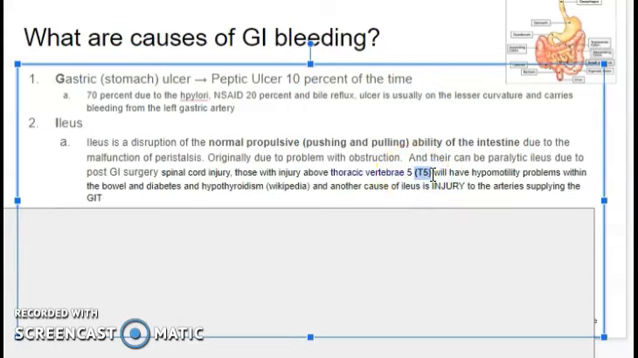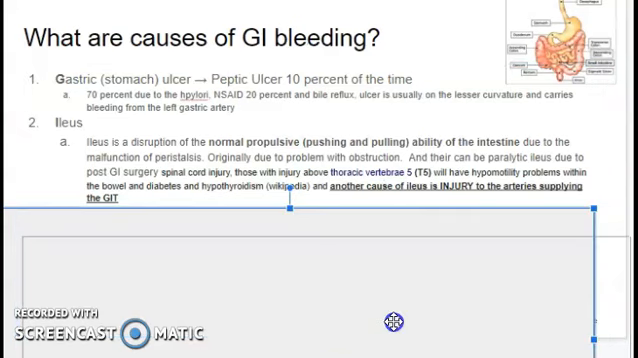Another cause of ileus can be injuries. This probably is the most important cause, so that's why I'm going to put it in bold and underline it. Another cause is injury to the arteries that are supplying the GIT. So when those rupture, that would cause some sort of bleeding to occur.